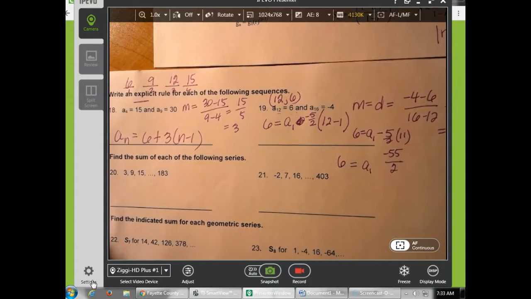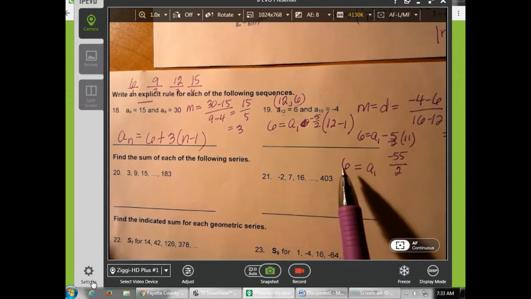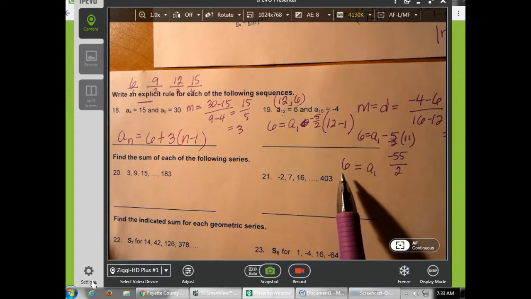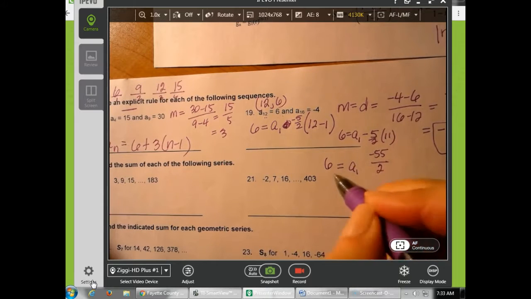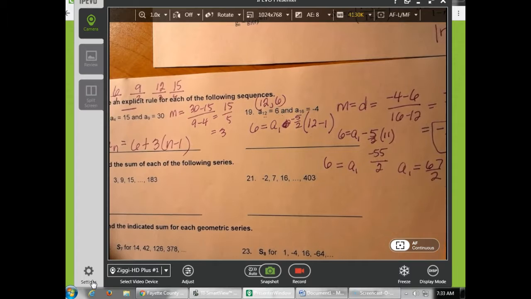And we're going to get a decimal on this one. Well, we would get a fraction, of course. So I could just add 55 halves to 12 over 2. So 55 plus 12, of course, is going to be 67 halves. So a sub 1 is going to be 67 halves. So then I'd write out the formula.